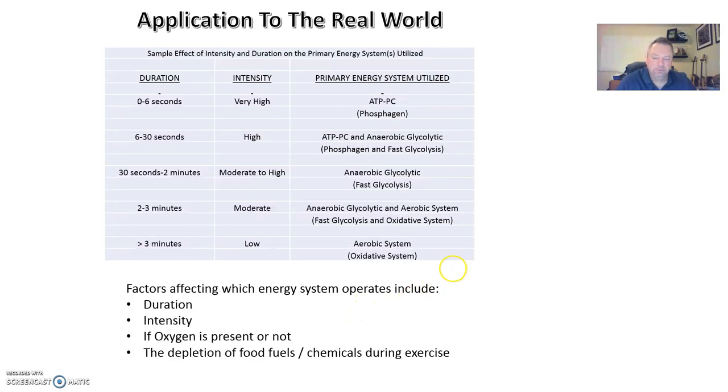So this is a very quick overview of the ATP system and our yields from glycogen and fat.